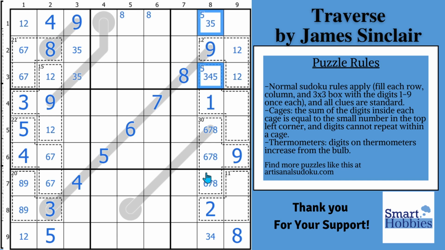And then let's check out these thermos that we haven't touched yet. So you got this thermo right here. Max it can be in the third spot is a 5. So this has got to be 1, 2, 3, or 4. This can't be a 4, and this can't be a 1. So we're going to mark that.